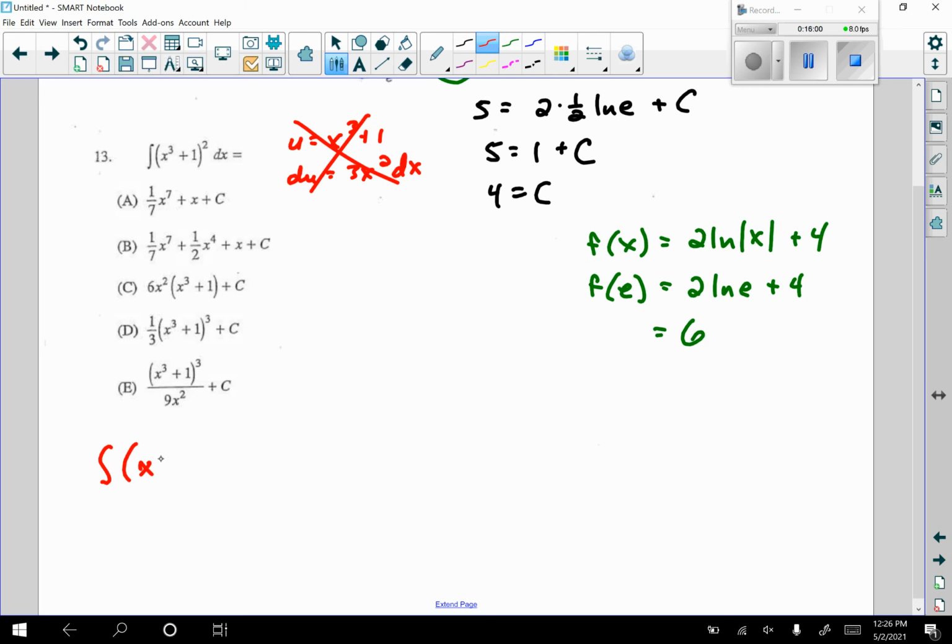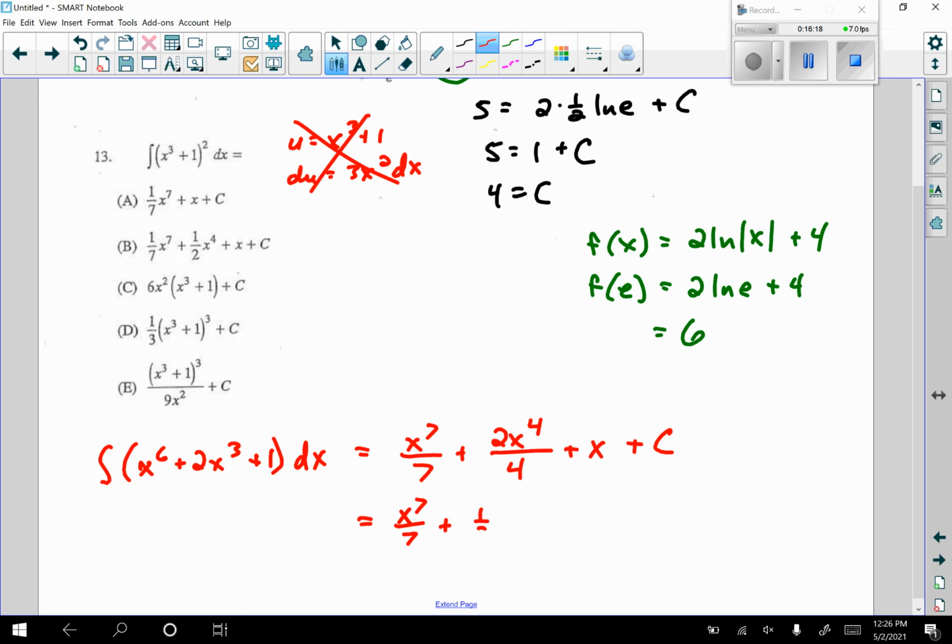So if we squared this quantity, we would get x to the 6 plus 2x cubed plus 1 dx. And then we would just take the antiderivative here. So we would get x to the 7th over 7 plus 2x to the 4th over 4 plus x plus c. Simplifying the second term here, we would just get 1/2 x to the 4th plus x plus c. So that looks like that matches B.